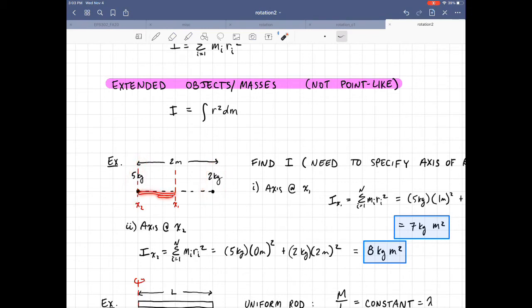So in rotation axis 1, they were both the same distance away from the axis, but with rotation axis 2, the 5 kilogram mass had a distance of 0 from the rotation axis, whereas the 2 kilogram mass had a distance of 2 meters. So when you go to calculate moment of inertia, you have to take into account not only the mass, but then where is the mass located relative to your rotation axis.